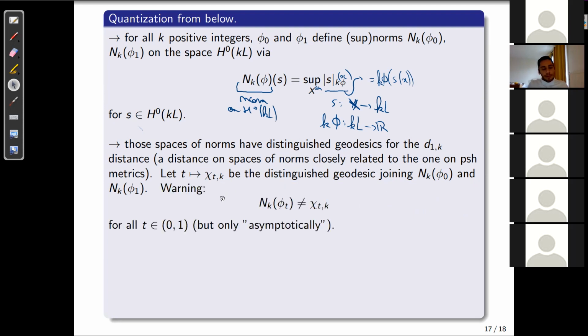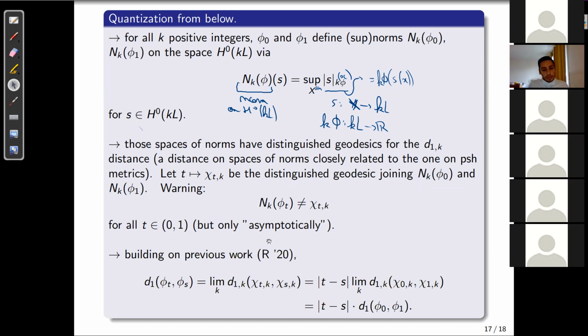And something that you have to realize, so you might think, why do we not just take the subnorm associated to our segment phi t for all t? And in fact, this is not going to be geodesic at all. It's very poorly behaved. The idea of quantization is this is not going to work, but it's going to work asymptotically in a sense as the powers of L go to infinity.